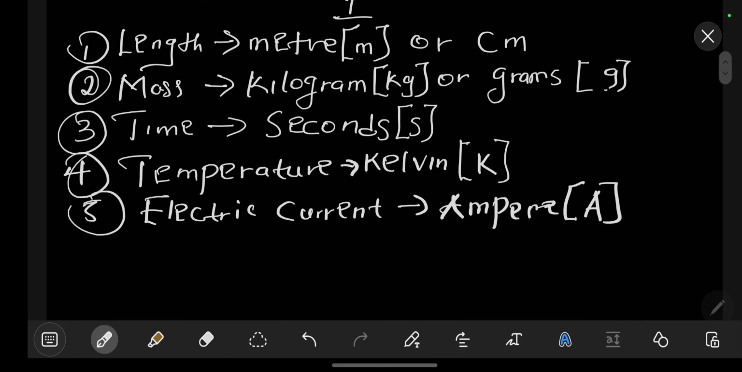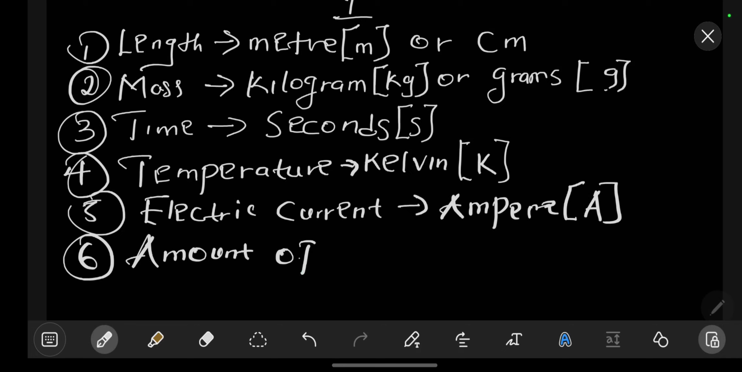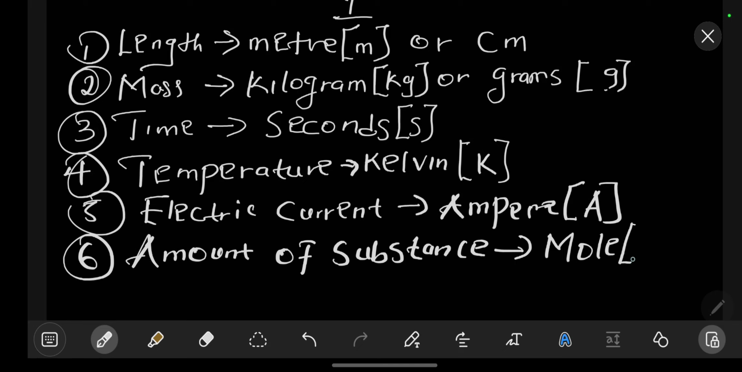Now the sixth fundamental quantity you have to note is the amount of substance. The unit for amount of substance is mole, M-O-L-E, and the symbol for mole is mol.